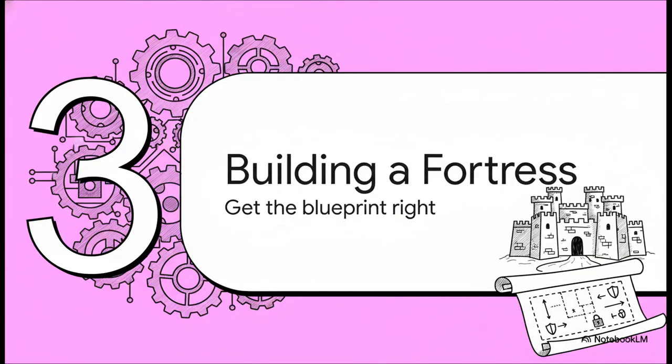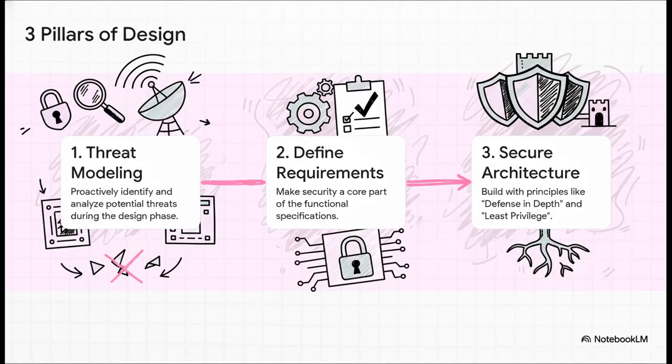Okay, that was the disaster. So how do we stop this from ever happening again? How do we build a digital fortress by getting the blueprint right from day one? Well, it really boils down to three core ideas, three pillars. First, you have to do threat modeling. You've got to think like the bad guys. Second, security can't be an afterthought. It has to be a non-negotiable requirement. And third, you have to build a secure architecture from the ground up using principles that we know work.